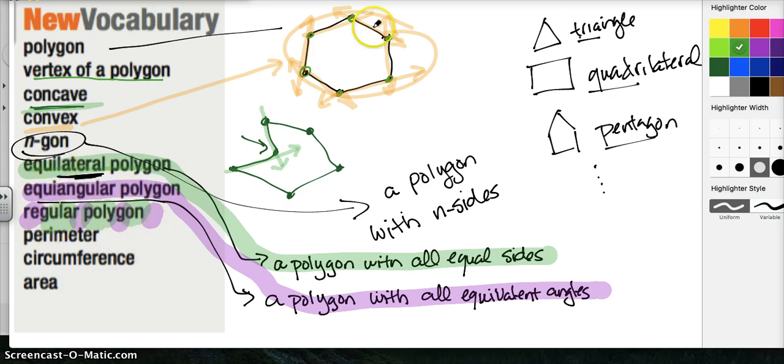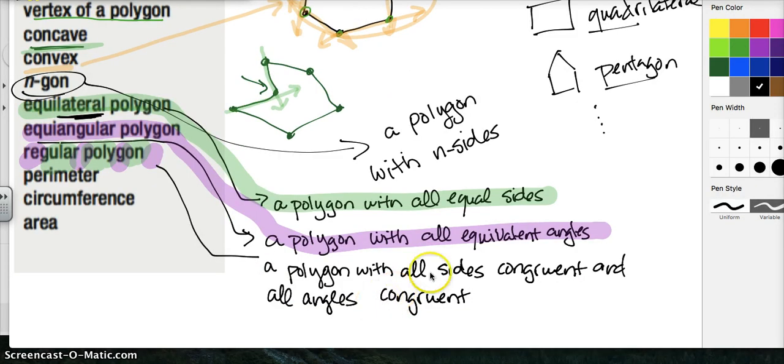So a regular polygon, let me write a definition here. A regular polygon has all sides congruent and all angles congruent. And congruent is probably the better name to use when we're talking about these, because I'm really talking about a size and not a measure. Just a little specific business there, but I hope that makes sense. We're talking about regular polygons.